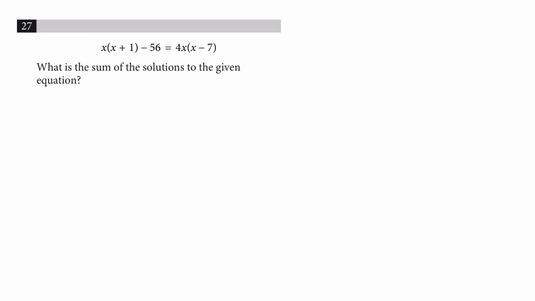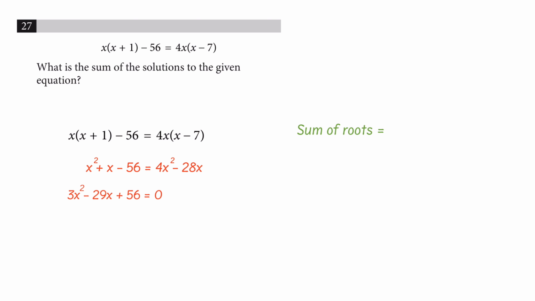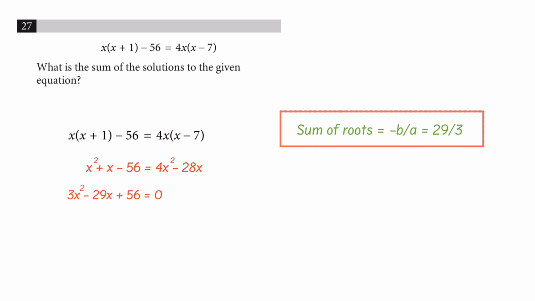Final question, quadratic equation. Find the sum of the solutions without fully solving. Expand both sides. X squared plus x minus 56 equals 4. X squared minus 28x. The sum of the solutions is negative b over a. That gives 29 over 3.